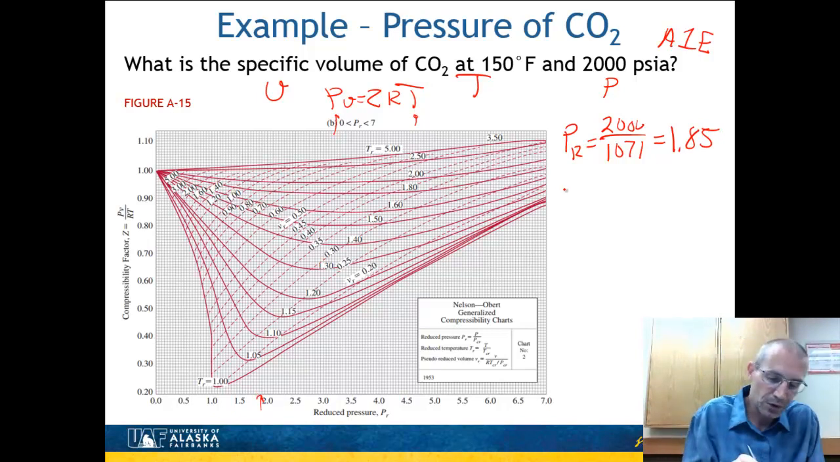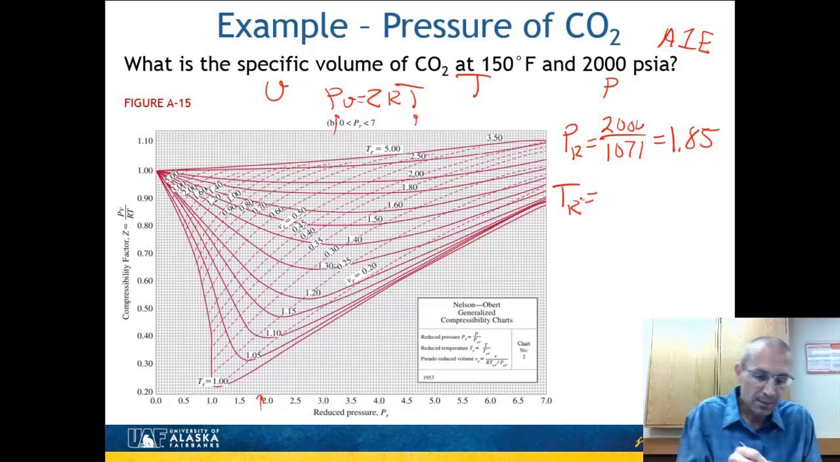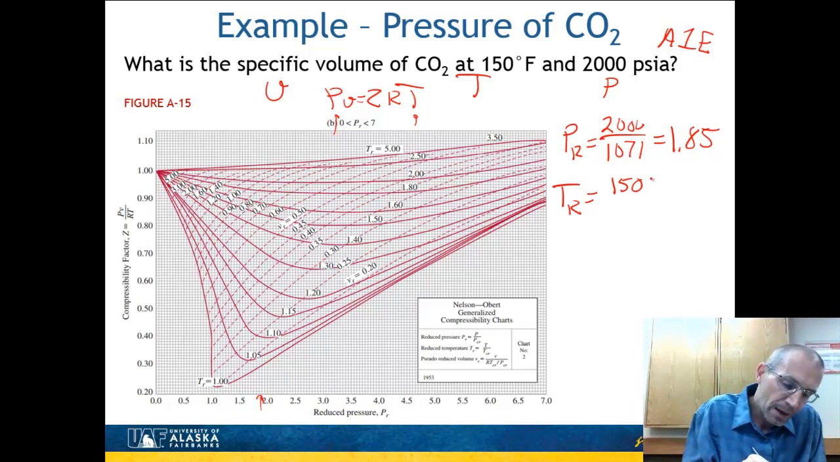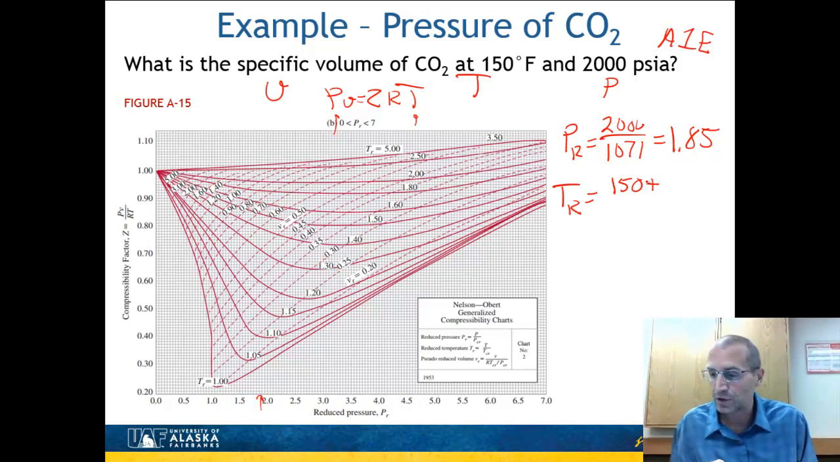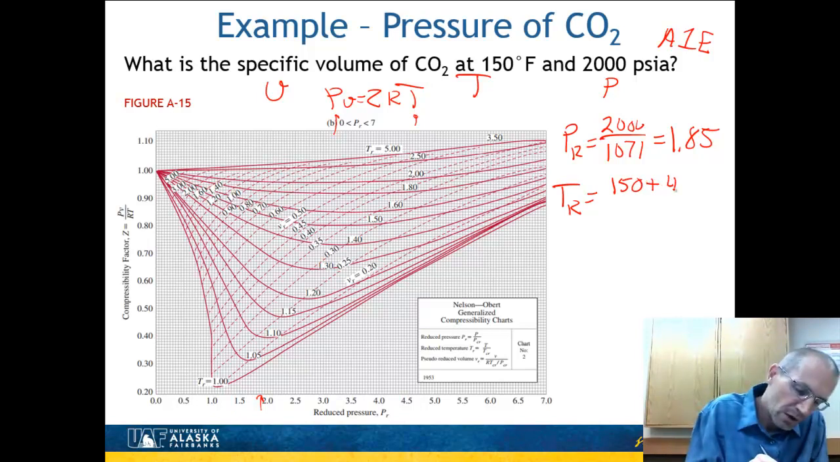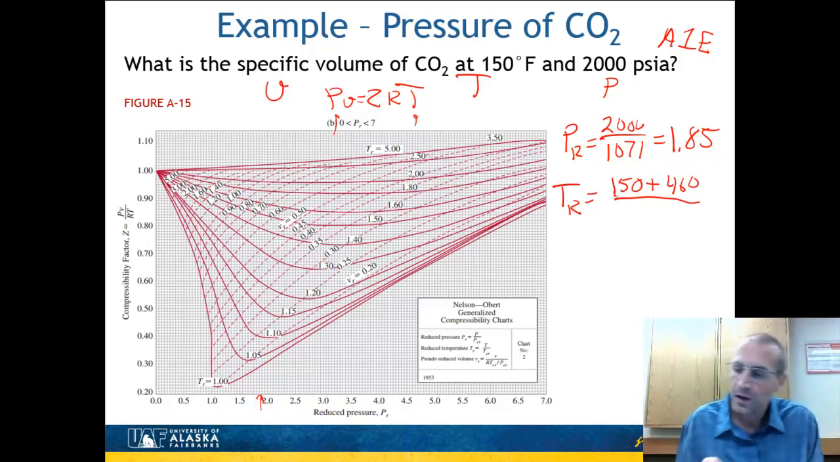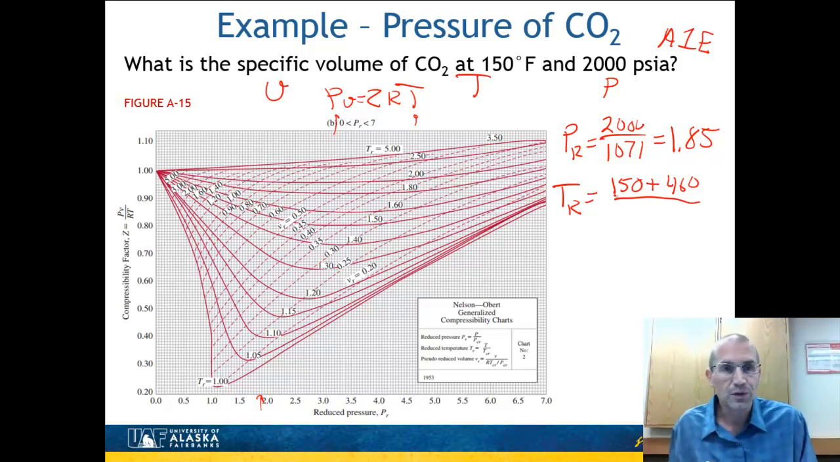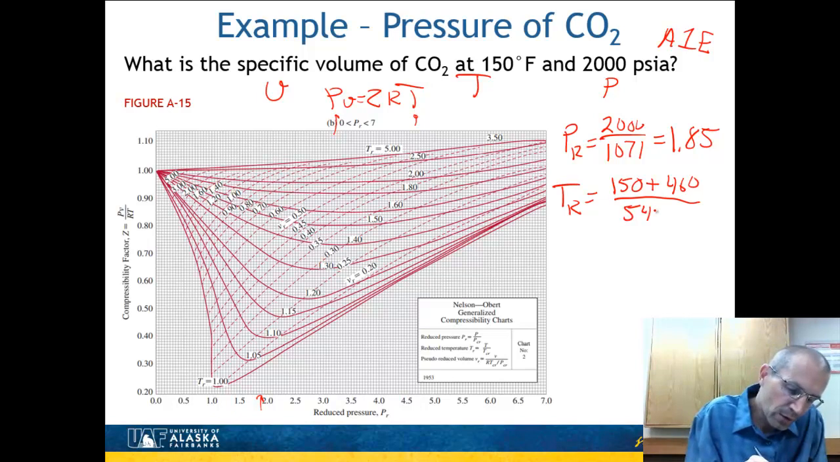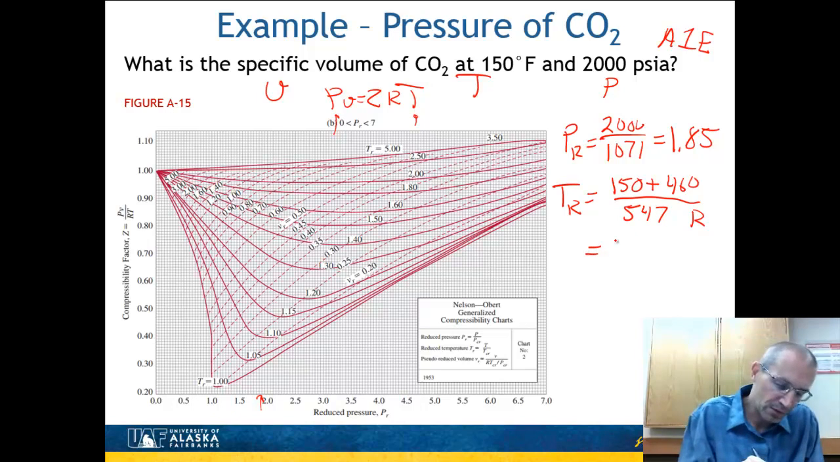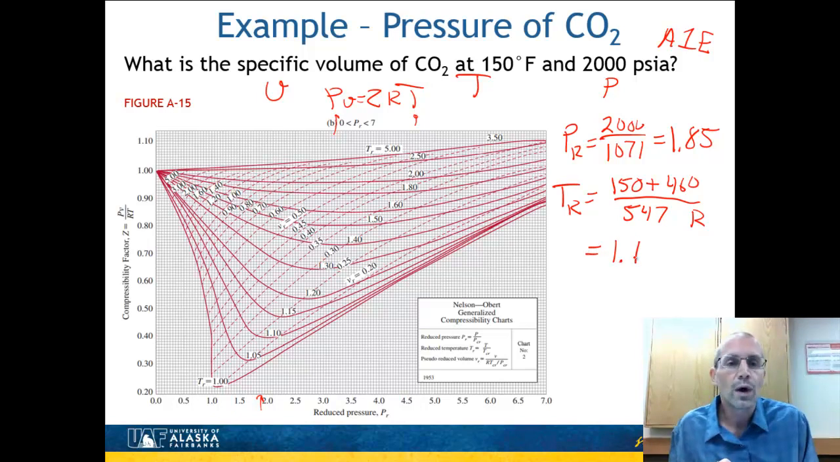Now I also need to calculate my reduced temperature, and I'm at a temperature of 150, and I need to convert that into absolute. So that's 150 plus 460 divided by the critical temperature. I get that again from table A1E. That is 547 degrees Rankine. And I have a reduced temperature of about 1.1.